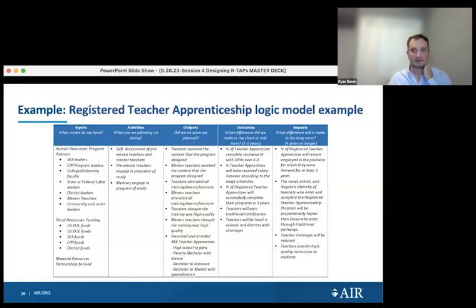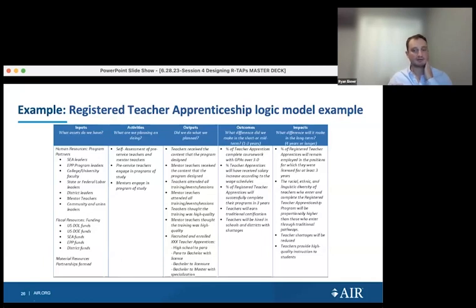And then we want to make sure that we're receiving the content that the program designed, that mentor teachers are receiving the right support, that they're attending the trainings, events, classes that they're intended to attend. We could get perceptions about what they thought about those trainings and whether it was high quality. How many teacher apprentices have we recruited and enrolled?